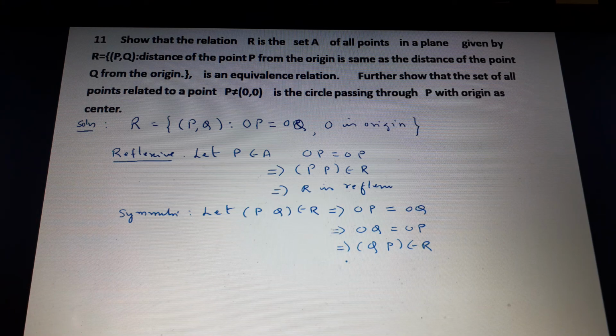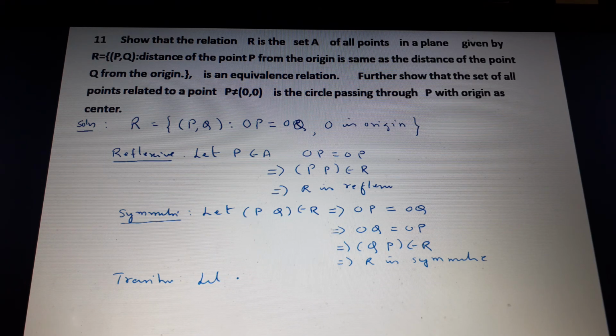So this implies R is symmetric. So this is the proof. Next, the second part is over. What is the next one? We have to show it is transitive also. Transitive. So let us take now. What is the method of proving transitivity?